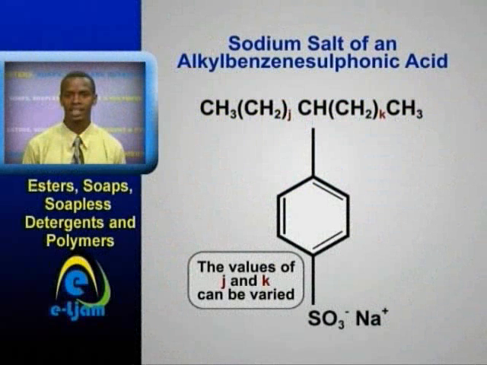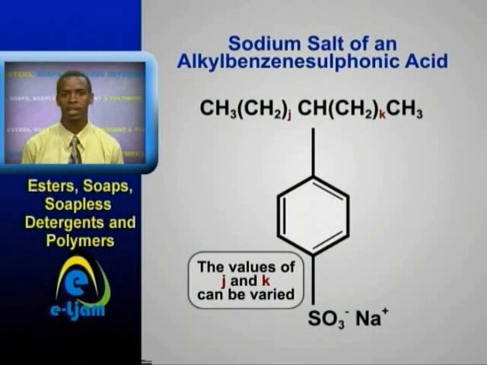Soapless detergents are generally the sodium and potassium salts of alkyl benzene sulfonic acid, a petroleum derivative. For example, sodium dodecyl benzene sulfonate is the active ingredient in many laundry detergents. The structure shows a sodium salt of an alkyl benzene sulfonate.